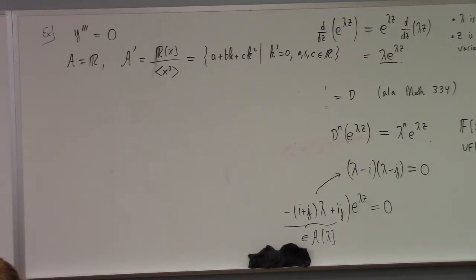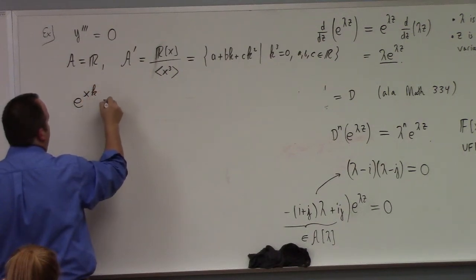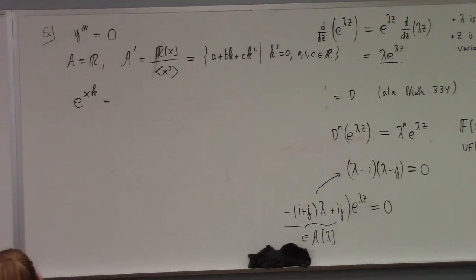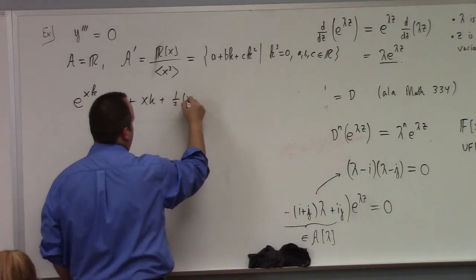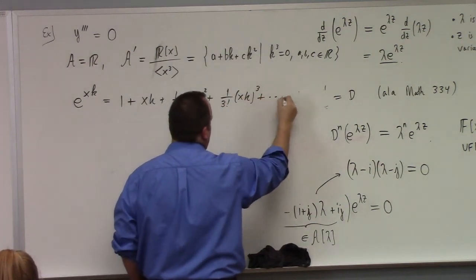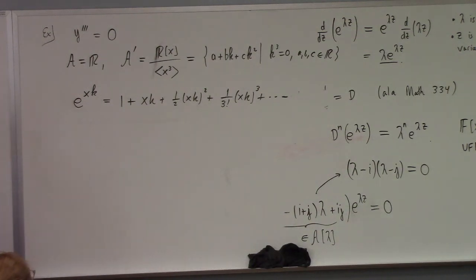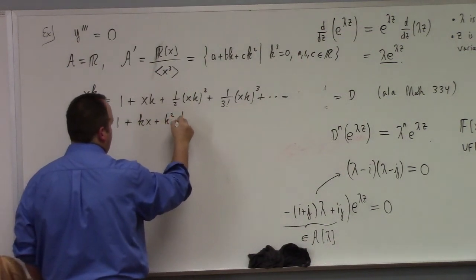I call this A prime, the characteristic algebra of the differential equation. So what does the exponential of xk, e to the xk, look like? It's 1 plus xk plus 1/2 x k squared, plus 1 over 3 factorial x k cubed. But I hardly needed to write the last term because it's 0, right? k cubed is 0, k to the 4th is 0. So the exponential series truncates to just the first 3 terms: 1 plus k times x plus k squared times 1/2 x squared, yeah?